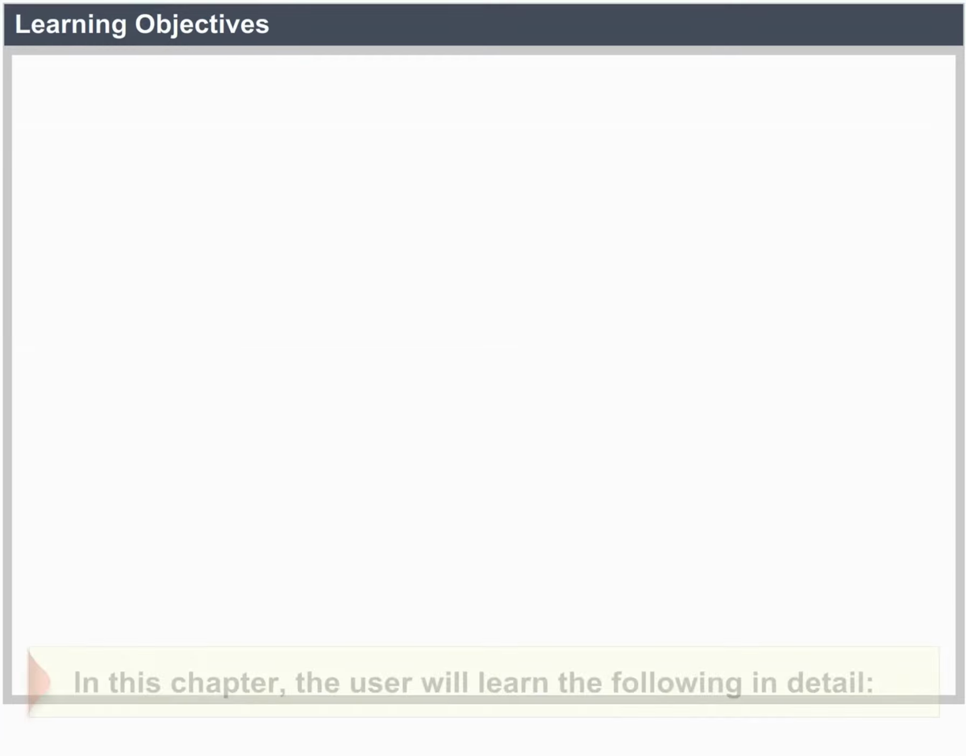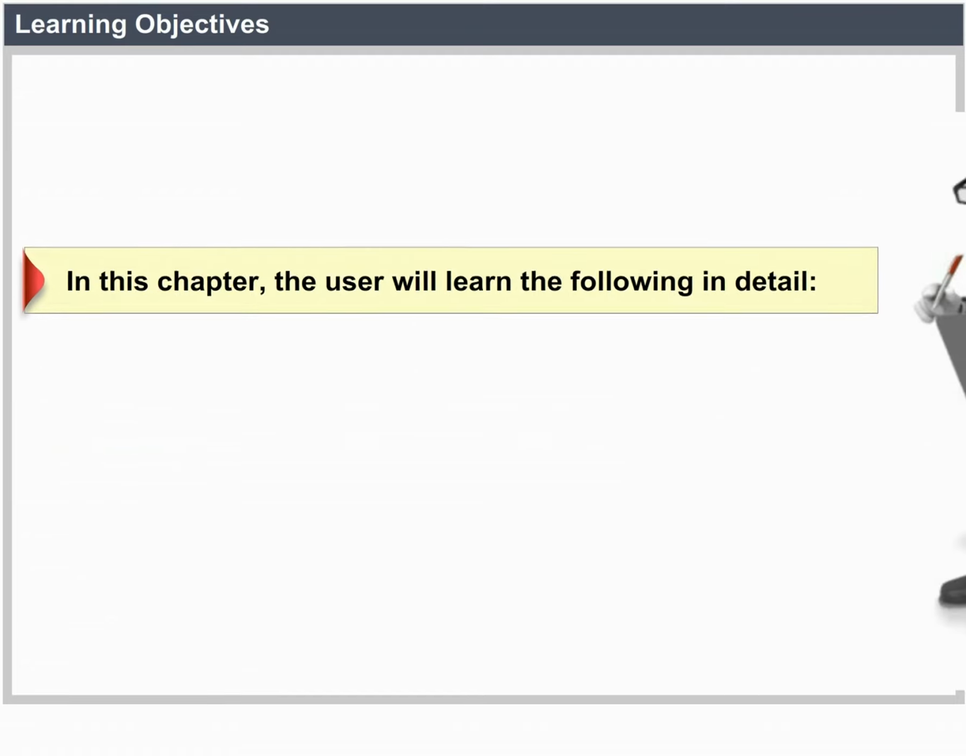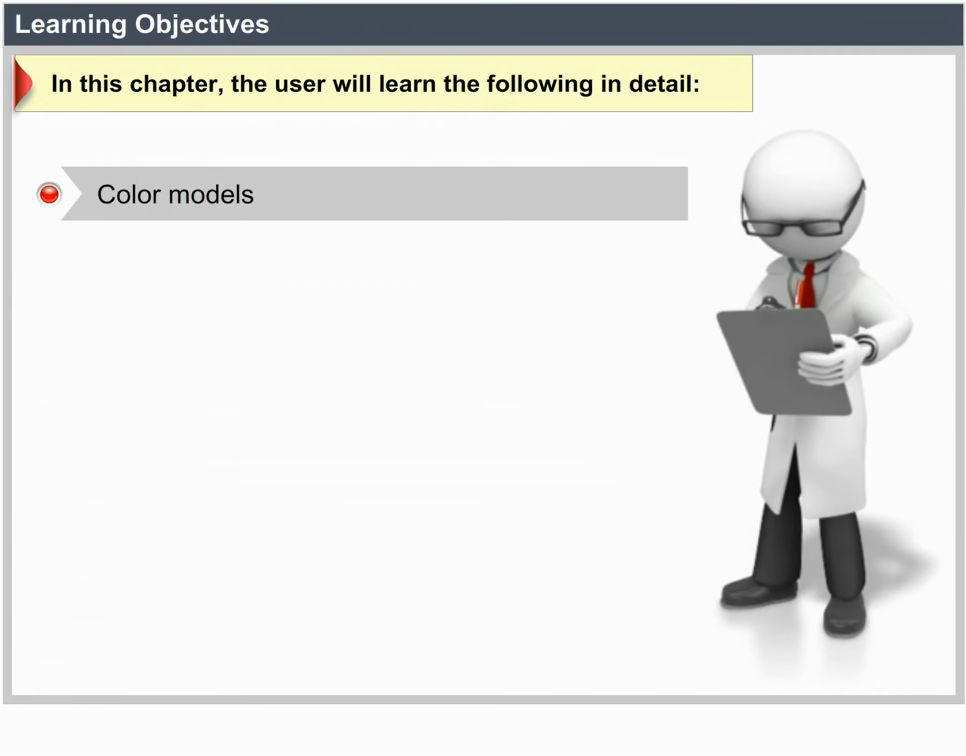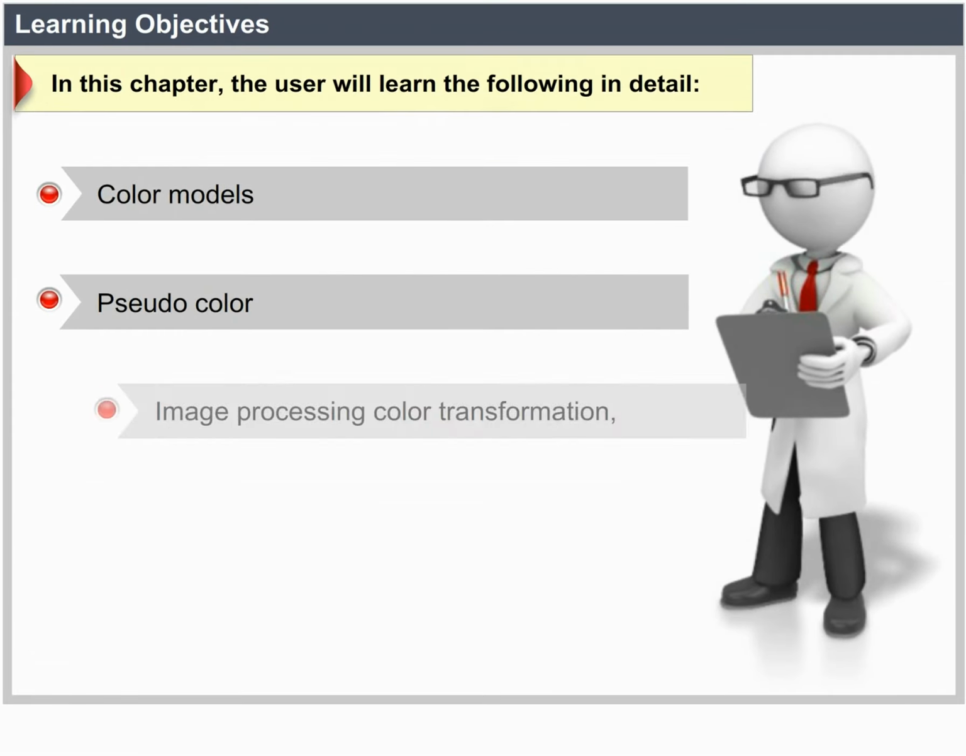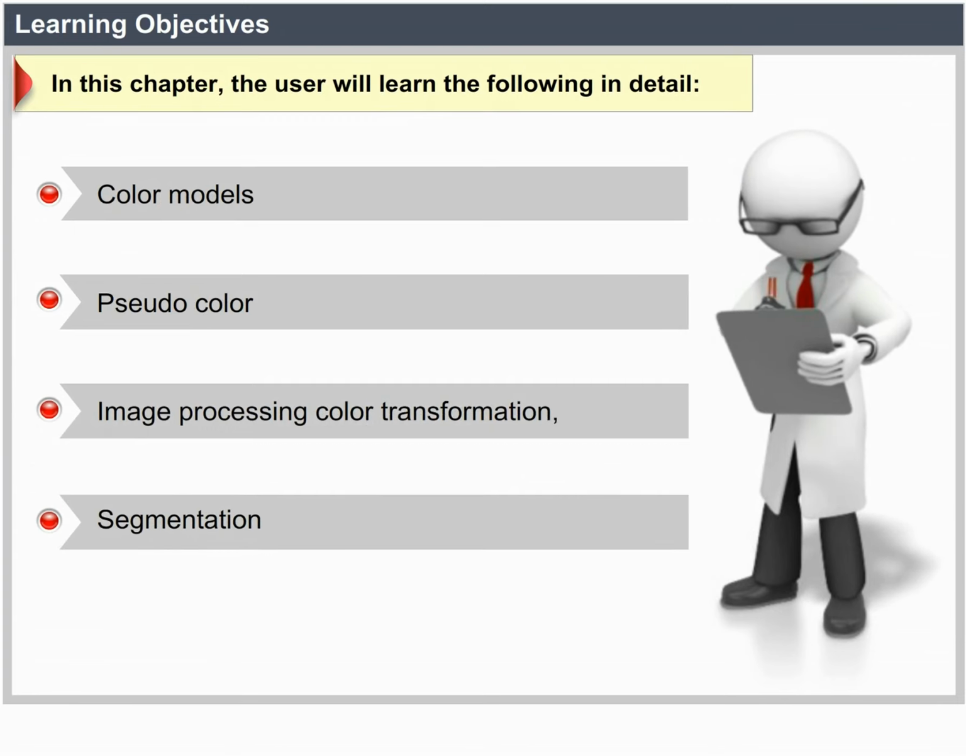Learning objectives. In this chapter, the user will learn the following in detail: color models, pseudo-color, image processing, color transformation, segmentation. Basics of full color image processing.